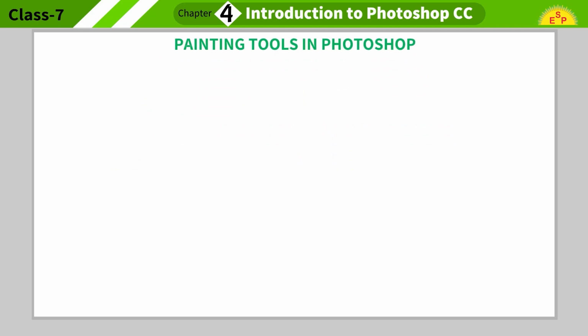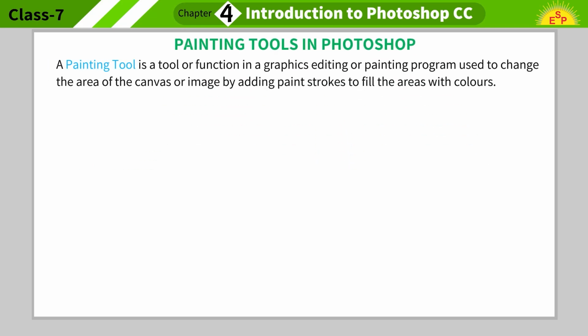Painting tools in Photoshop. A painting tool is a tool or function in a graphics editing or painting program used to change the area of the canvas or image by adding paint strokes to fill the areas with colors. Let us learn to use various painting tools in Photoshop CC.